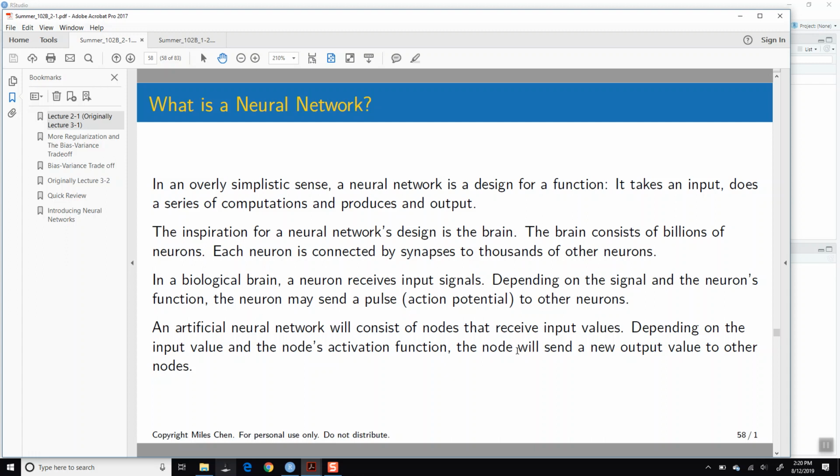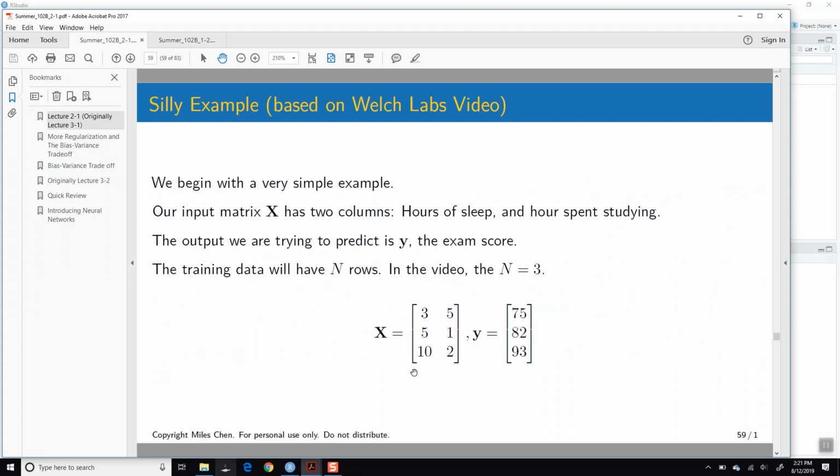The inspiration of it is how the neurons in your brain are connected. It's a very loose inspiration, because the more we study neuroscience, there are certain things that are similar, but there are also things that are quite different. Anyway, each node does a little thing. So this is where we're going to start.